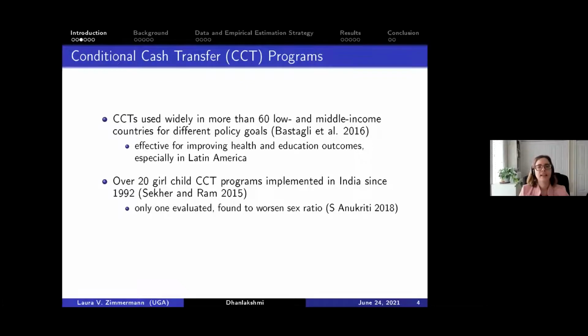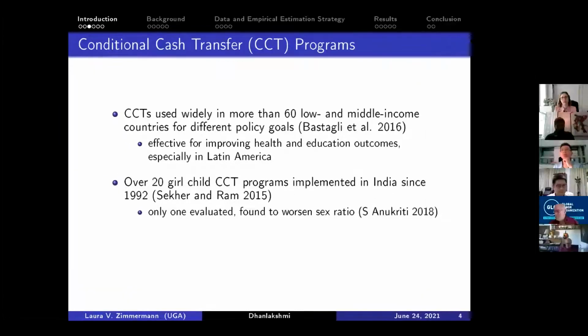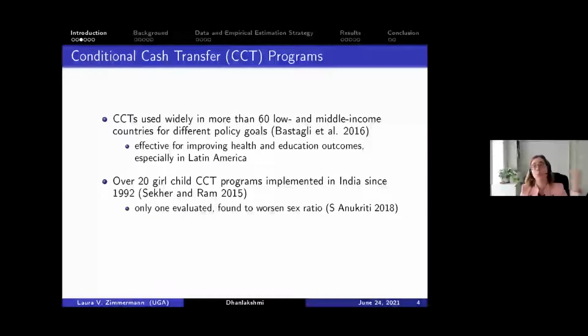Maybe not surprisingly, in India there have been over 20 girl-child CCTs that try to pay parents to have a girl and then to invest in that girl post-birth, in an effort to reduce son preference and alleviate the problem of skewed sex ratios. Unfortunately, we know very little about the track record of these programs. Only one of them has been evaluated, by Anukriti in 2018. This program was found to do the opposite of what was hoped. Son preference there strengthened and sex ratio worsened, despite financial incentives to have a girl.